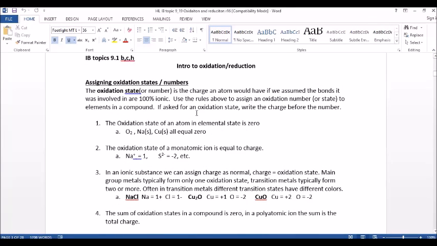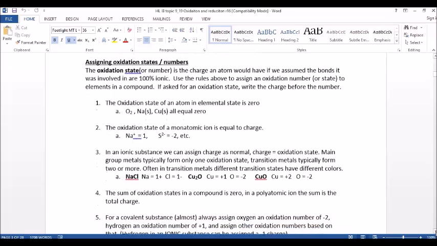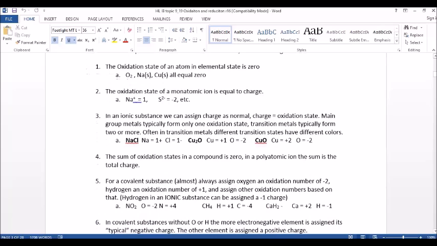Here is what this page looks like. It's in the very beginning of the redox unit, as I mentioned. In this introduction, I keep going back and forth between oxidation state and oxidation number. You'll see it presented both ways. You can refer to something as oxidation state or oxidation number. That basically means the same thing. So here are the rules. It seems like there's a lot of them, but it's probably not as hard or as complicated as it seems here.